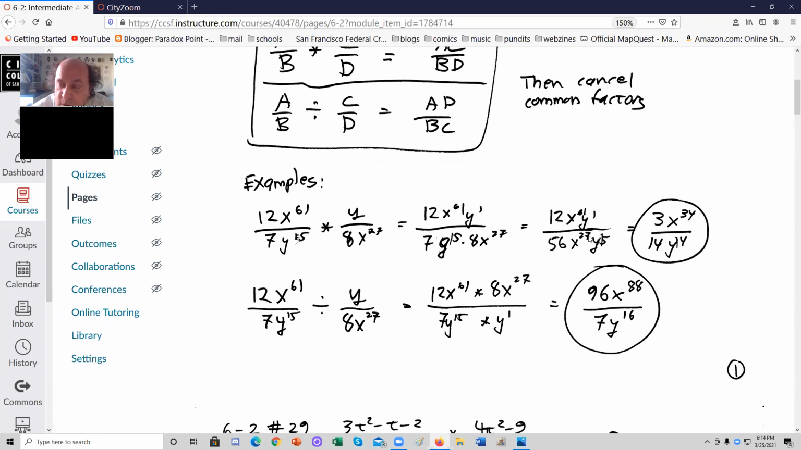x to the 61 over x to the 27th. We take 61 minus 27 is 34. So x to the 34 in the numerator. And here the denominator has the bigger power, so we subtract that. 15 minus 1 is y to the 14 in the denominator.